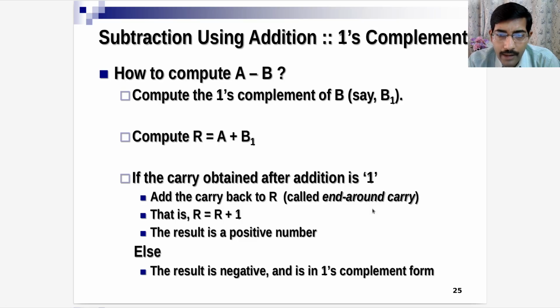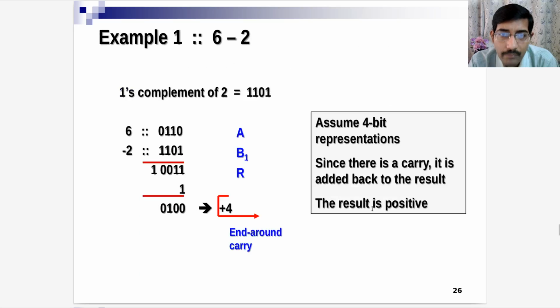Now, how do we deal with a carry? If we get a carry after addition, which is 1, we add that carry back to the result and the result is a positive number. Otherwise, if the most significant bit is 1 and there is no carry, then the result is in 1's complement form and is negative.